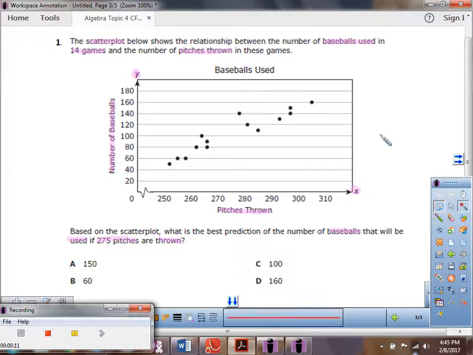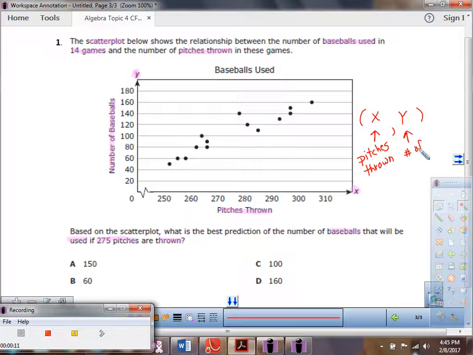So if you think about it, we're looking for a specific coordinate. And remember, your coordinates have an x-coordinate and a y-coordinate. What you need to figure out is which one do they want. So you got to read the question again. What is the best prediction of the number of baseballs that will be used? So think about it. Your x is pitches thrown, so you should label that. This is pitches thrown. And your y represents the number of baseballs that will be used. So number of baseballs.